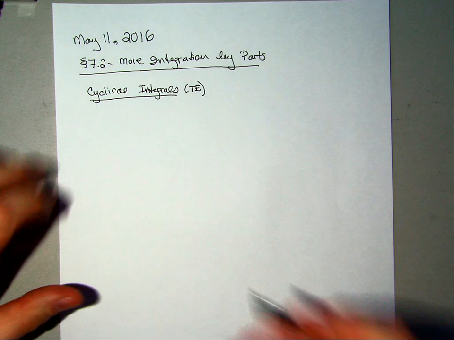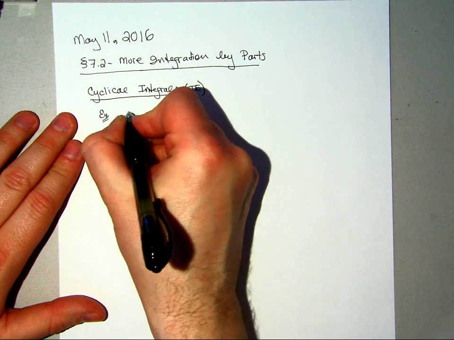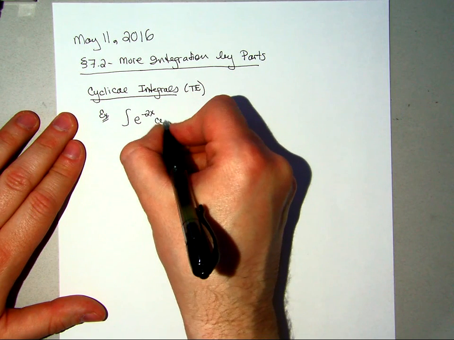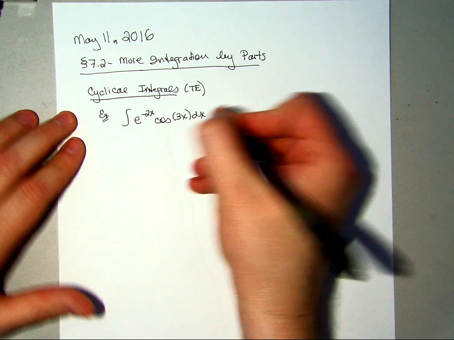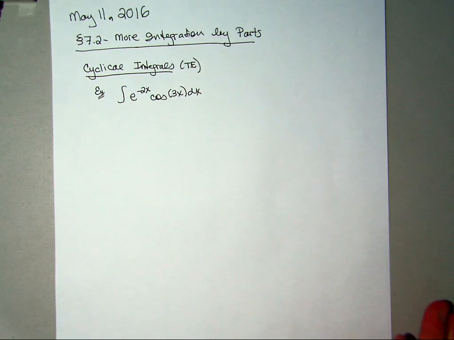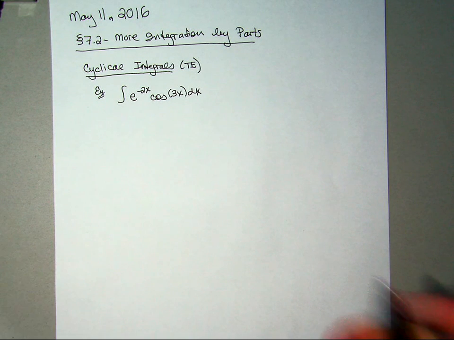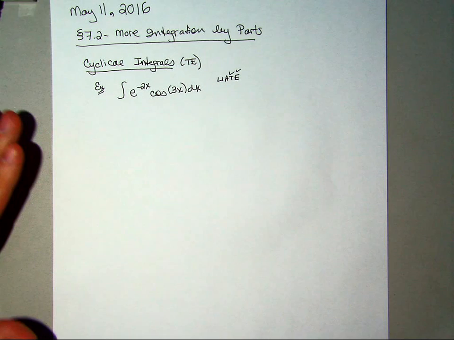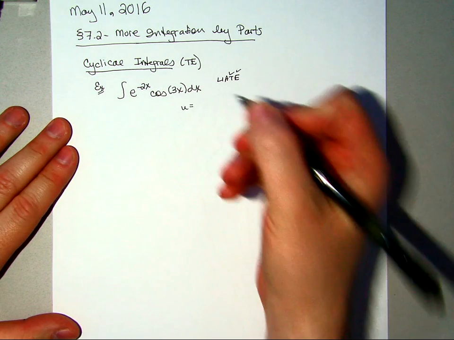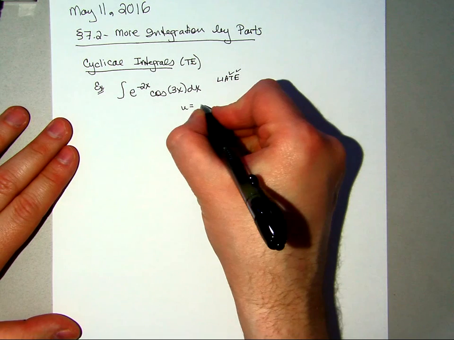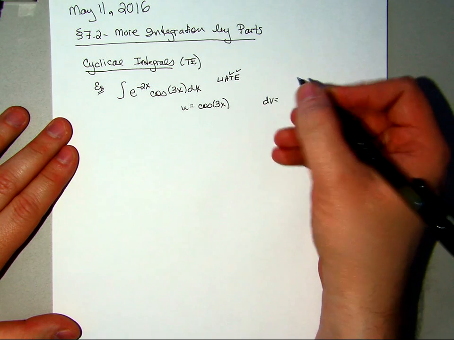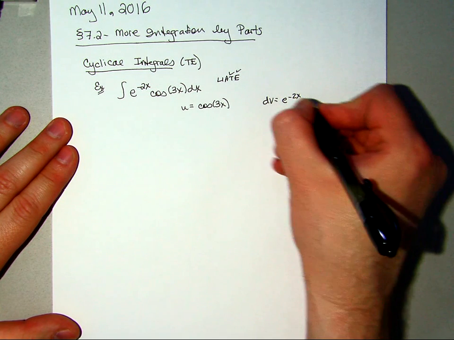Let's take a look at integrating e to the negative 2x times the cosine of 3x dx. We're going to integrate e to the negative 2x cosine 3x dx. It is obviously cyclical because I have trig and I have e. I have something trig, I have something exponential. So with that in mind, what's u going to be? Cosine 3x. And dv? E to the negative 2x. And for good measure, I should just say a dx at the end.